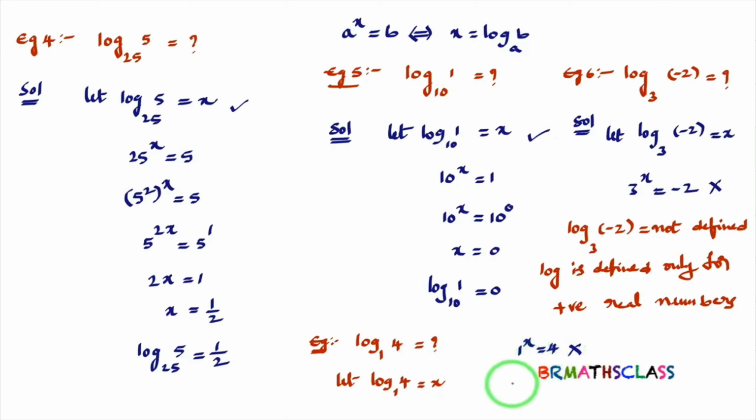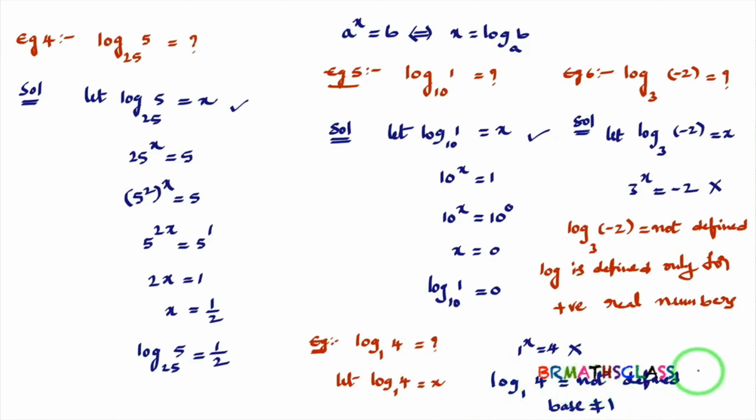That's why in the definition itself they clearly mention that if a and b are positive real numbers and a is not equal to 1, then only logarithm is defined. So what is the value of log 4 base 1? That's why this is not defined. Nobody knows its value. Why is it not defined? Because base cannot be equal to 1, as per the definition.